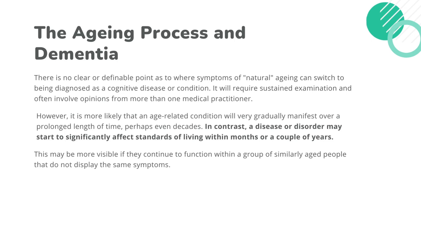There is no clear or definable point as to where symptoms of natural aging can switch to being diagnosed as a cognitive disease or condition. It will require sustained examination and often involve opinions from more than one medical practitioner. However, it is more likely that an age-related condition will very gradually manifest over a prolonged length of time, perhaps even decades. In contrast, a disease or disorder may start to significantly affect standards of living within months or a couple of years. This may be more visible if they continue to function within a group of similarly aged people that do not display the same symptoms.